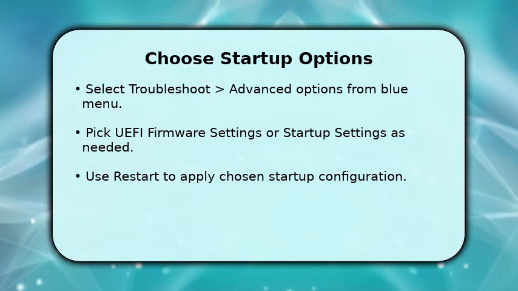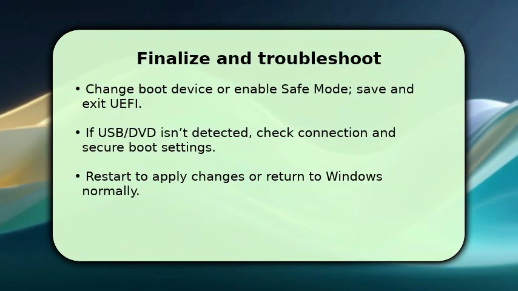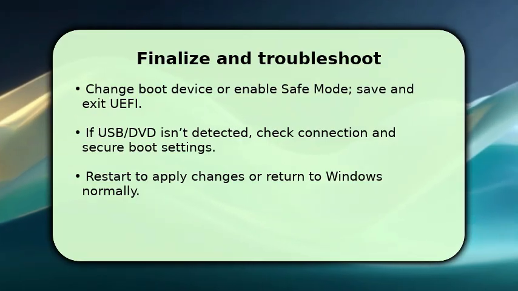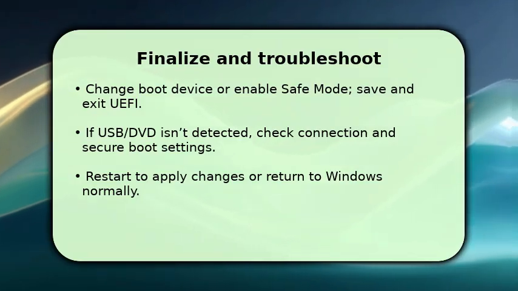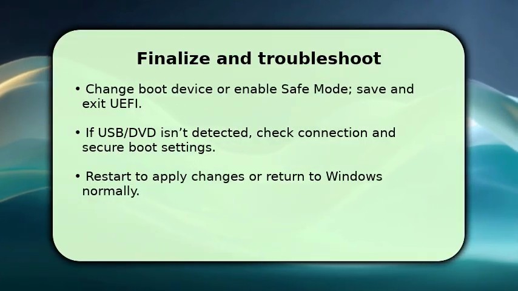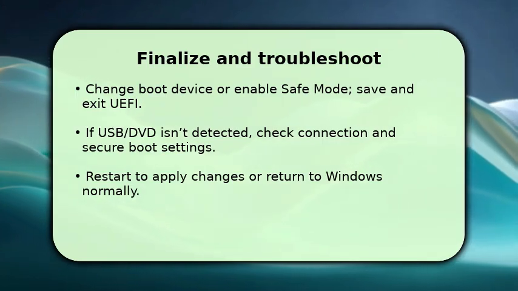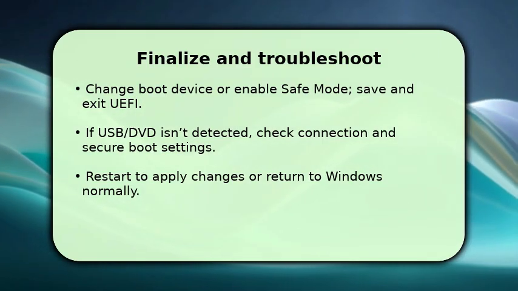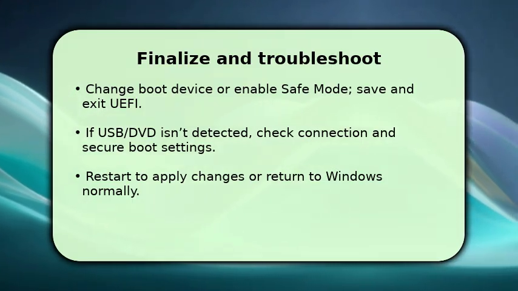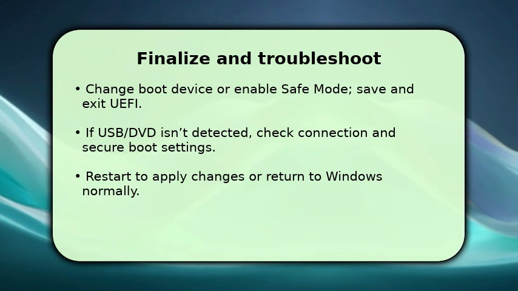You now finalize. In UEFI, change boot order to prioritize your USB or DVD, save changes, and exit to boot from that device. If using Startup Settings, choose the number for safe mode or other options when prompted. If the device isn't detected, reboot, reconnect it, and verify Secure Boot is disabled if required. Also try a different port. Once the intended boot completes or troubleshooting finishes, restart to return to Windows or proceed with installation.